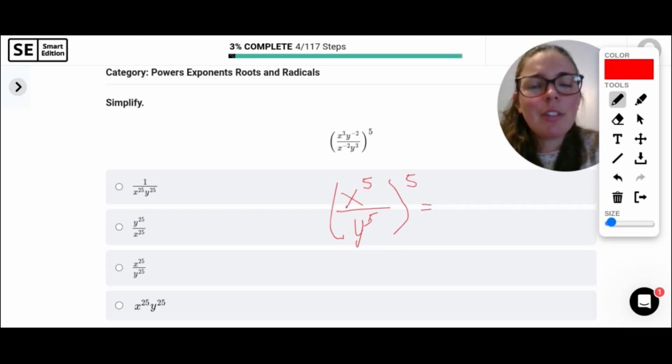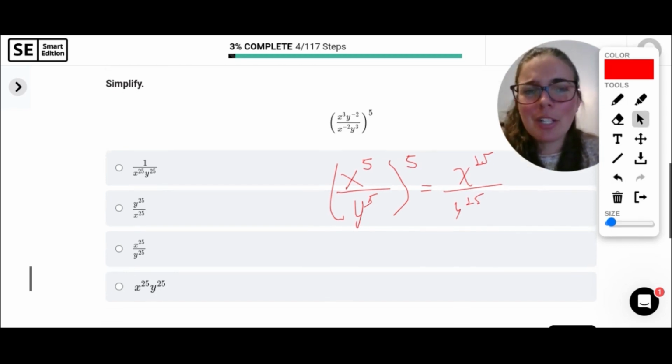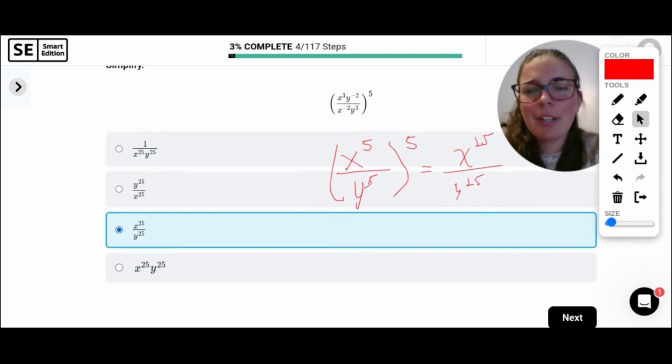Now when we raise this to the 5th power, we are multiplying the exponents. So this would become x to the 25th over y to the 25th. Let me try to write that a little neater so you can see y to the 25th, and then take a look at your options and just make sure you choose the one that matches this. So make sure the x is on the top and the y is on the bottom.